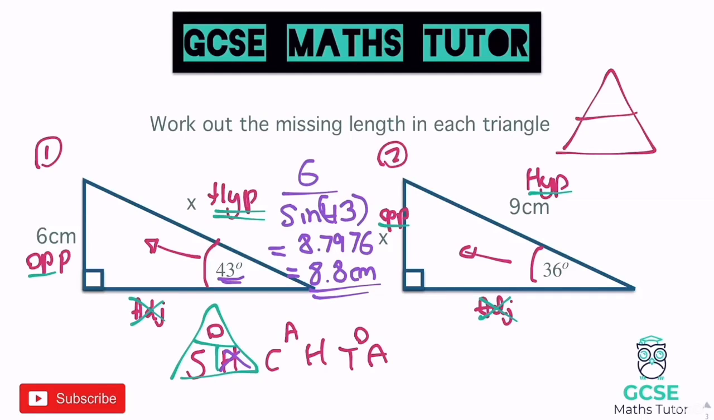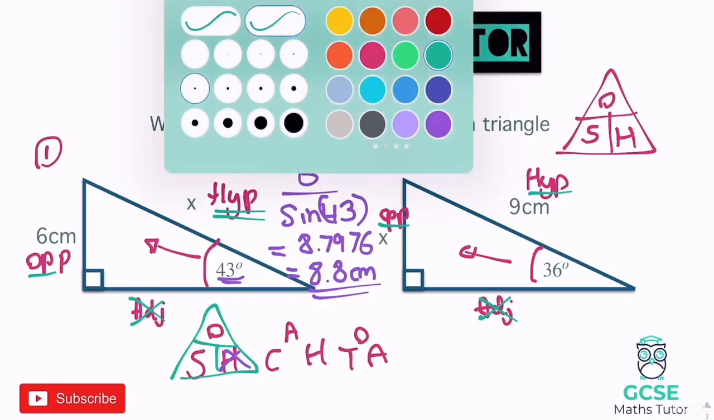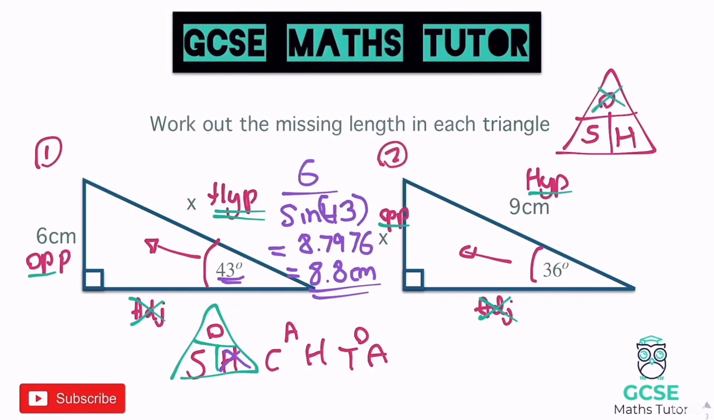So I've got SOH, but this time we are looking for the opposite. So I'm going to do the same process again. I'm going to cross off the opposite, and that tells me that I'm going to do a times. I'm going to do S times H. Now S again stands for sine. I just need to put the angle with it. So this time it's 36. So sine 36, making sure you put it in a bracket again, times by the hypotenuse, which is 9. So sine 36 times 9.